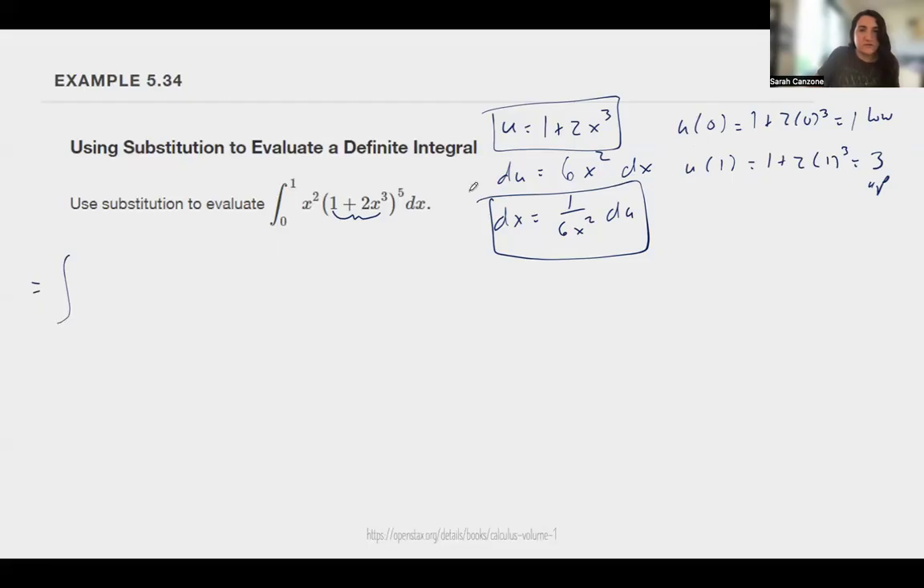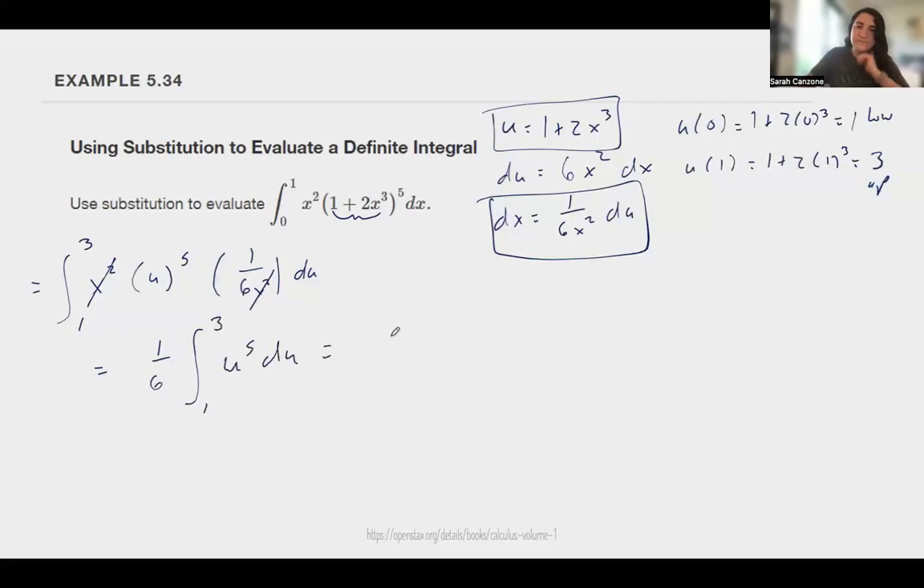So this is actually equal to the integral. So the 0 turns into a 1, and then the 1 turns into a 3 of x squared. We said the 1 plus 2x cubed is the u. So this is u to the 5th. Dx we solve for to be 1 over 6x squared du. And we'll once again make sure that things cancel out so that we only have things in terms of u. And we see we have an x squared here over x squared here. Those go away. We do keep the constant though. So I'll pull the 1/6 out of our integral, the integral from 1 to 3 of u to the 5th du, which is 1 over 6 times.